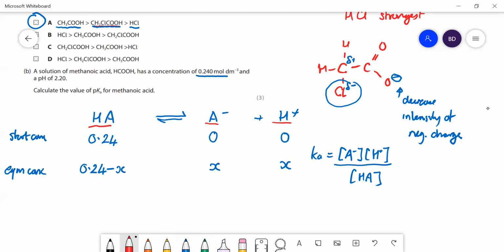Now we know what X is, because X is a hydrogen ion concentration, and they tell us the pH. So hydrogen ion concentration, which is equal to X, well, that is going to be 10 to the power of minus 2.2. That's the pH, which is equal to 6.31 times 10 to the minus 3.